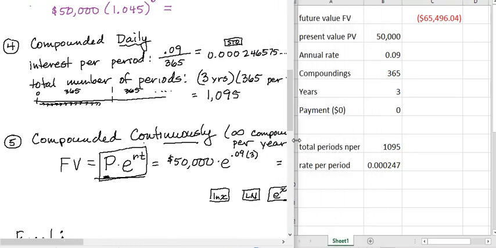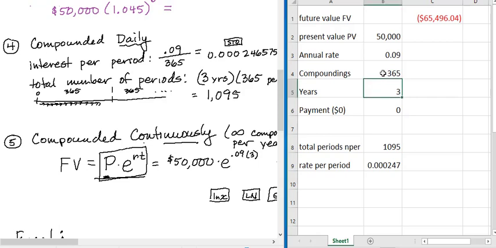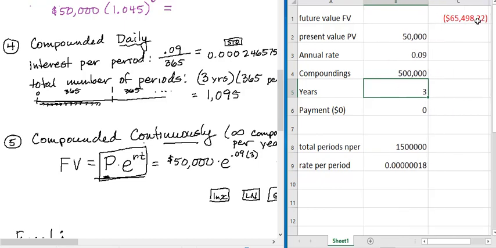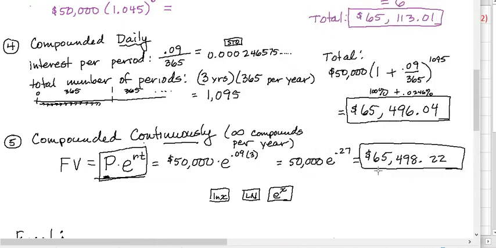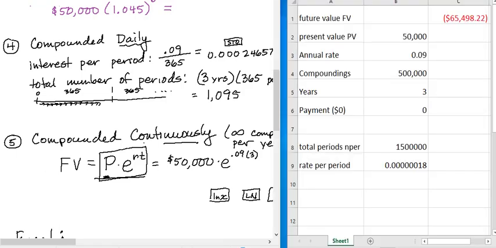For compounding continuously, mathematically you would change to an E. You can get around that by just saying you're going to compound a lot. So just change the 365 to like instantaneous compounding. I'm going to put 500,000 compounds in there and then see what happens to the total number of periods. Rate per period went to scientific notation. There it is. And then here's my total value of the account, 65,498.22. There it is. Okay, let's go to WebAssign.